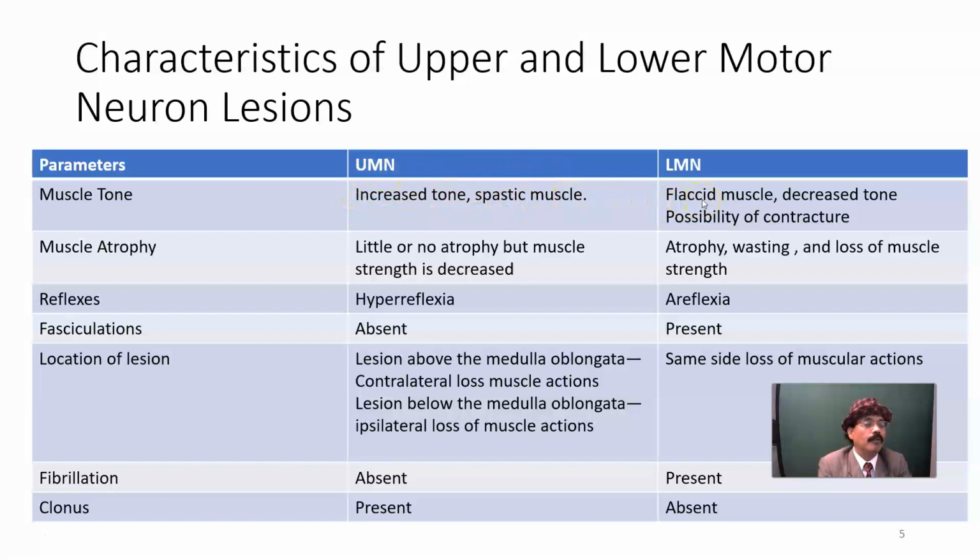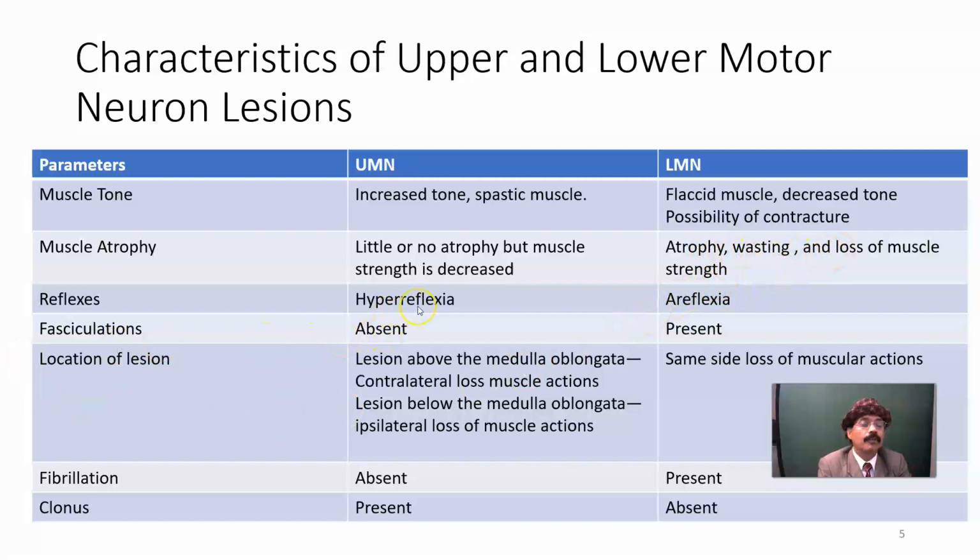Here, lower motor neuron: flaccid muscle. Here the upper motor and lower motor are disconnected, a particular nerve is cut, then there will be flaccid muscle, decreased tone, possibility of contracture. Muscle atrophy: in upper motor neuron, little or no atrophy, but muscle strength is decreased. In lower motor neuron lesion: atrophy, wasting, and loss of muscle strength.